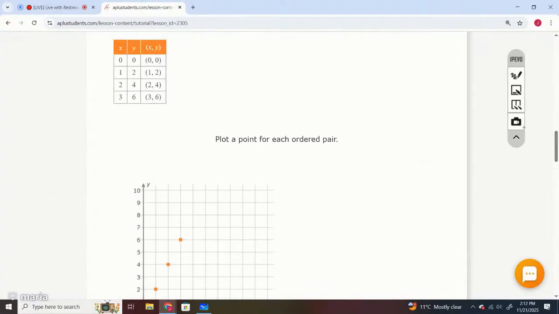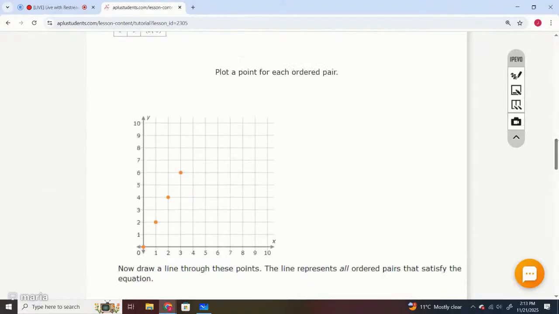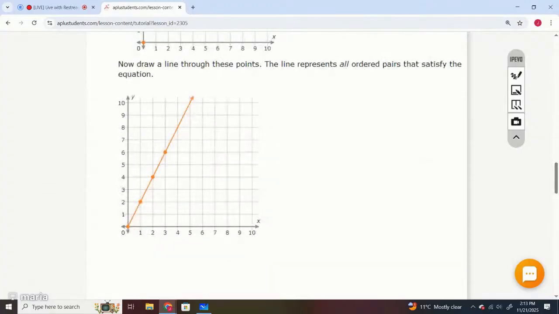You can see these points: 0, 0. The graph is starting from the origin. x is 1, y is 2; x is 2, y is 4; x is 3, y is 6; x is 5, y is 10. So you just have to join these points and make a straight line. So here is the graph of the proportional relationship. The graph of a proportional relationship is always a straight line passing through the origin.